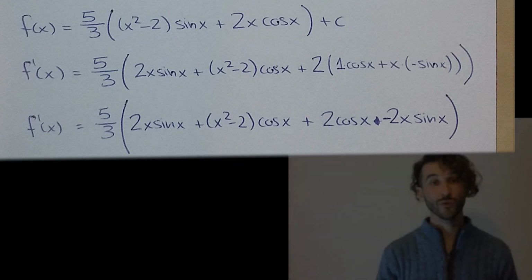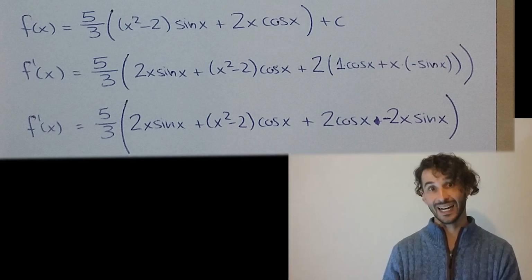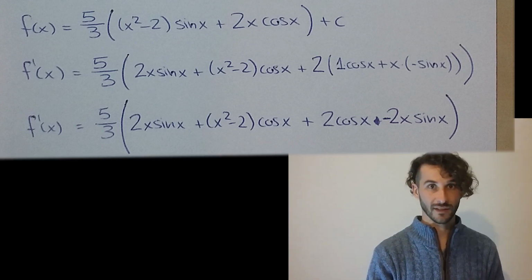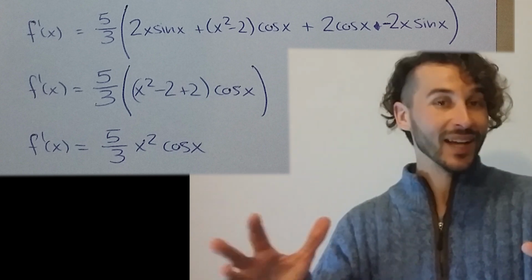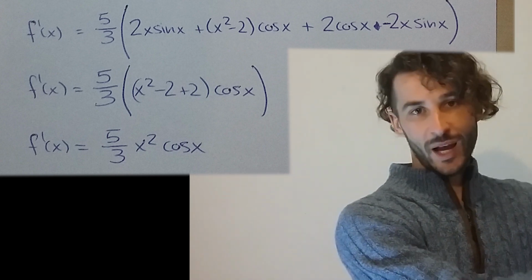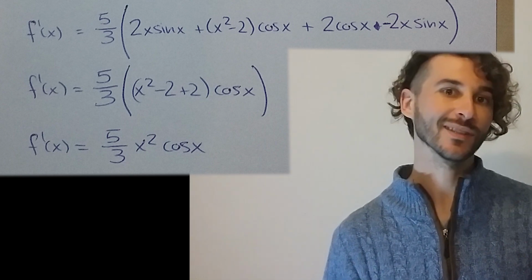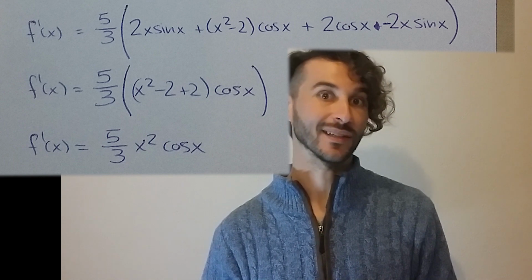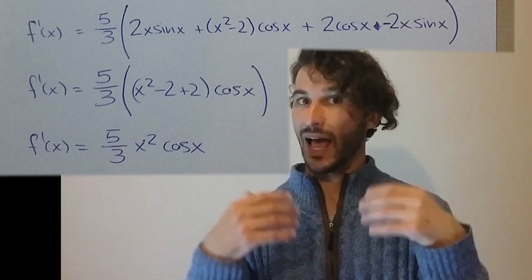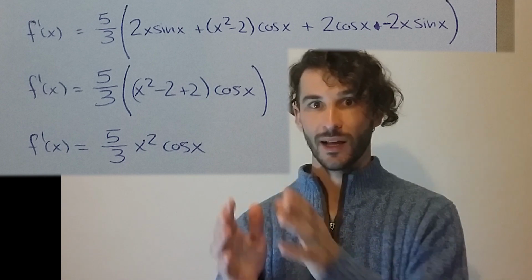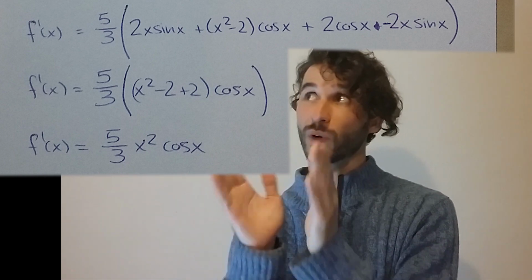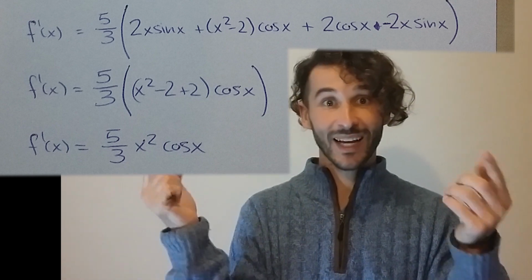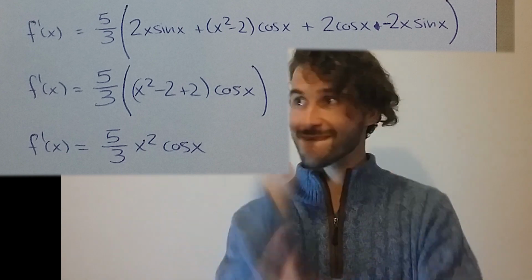I'm going to use the product rule to differentiate x squared minus 2 times sine x, and then I'm going to use the product rule to differentiate x times cosine of x. Finally, there's 2x sine x minus 2x sine x, so they cancel each other out, and we end up with terms that all contain cosine. So we can take cosine as a common factor, and we get cosine times x squared minus 2 plus 2. So we got it! We get x squared cosine of x. Now we're done.